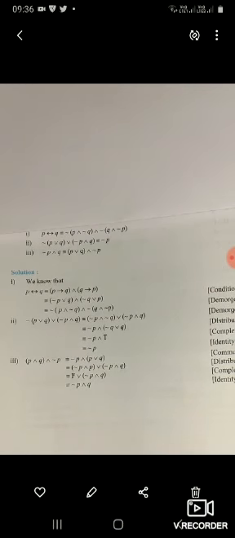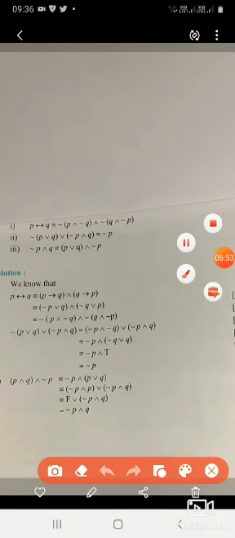In this first sum, see the left hand side. First sum, left hand side, we have to prove this one. So it is a biconditional, you can directly apply the biconditional.